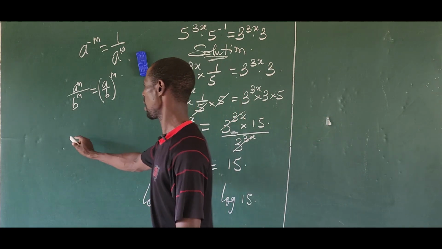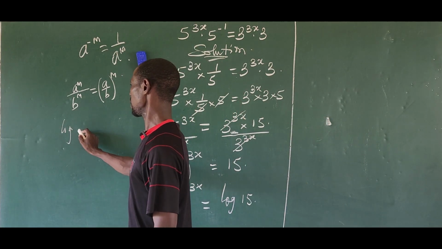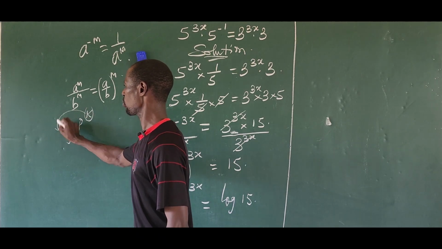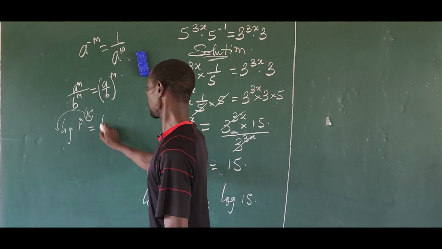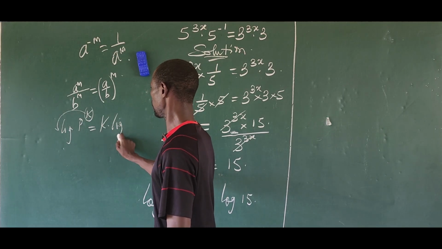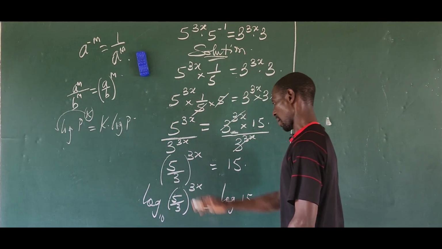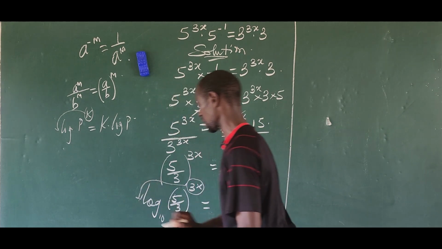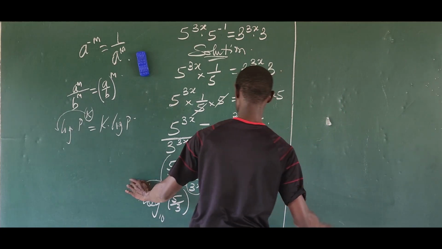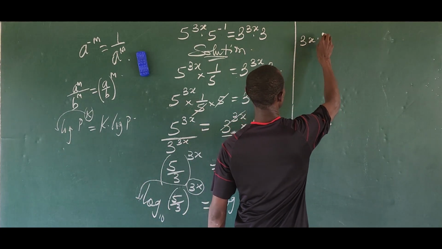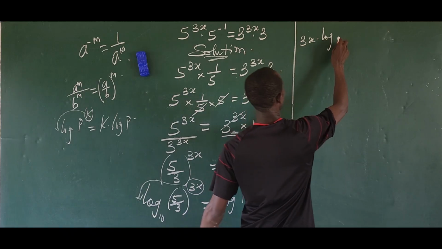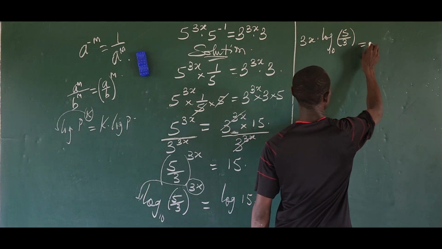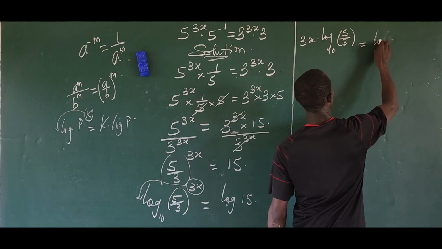The law says that if you have log p to the power of k, move this k backward here. So we're going to end up having k times log p. If we apply that law, we move the whole of this power back to this side of the equation. So this is going to give us 3x times log of 5 all over 3, base 10. This is equal to our log.